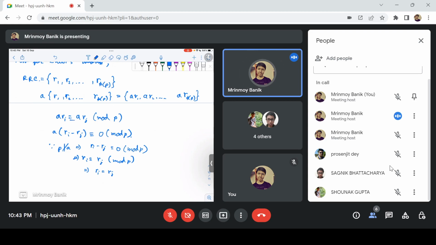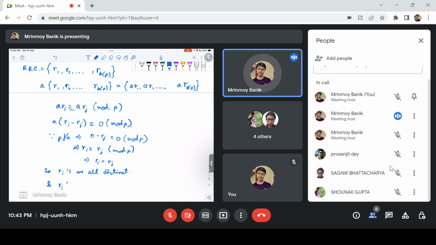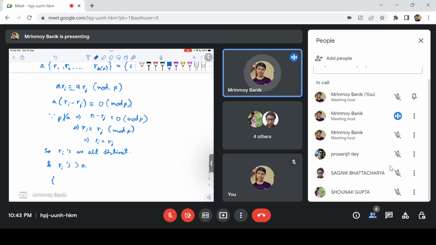Which shows the Ri's are all distinct as before. And it's also obvious that Ri is greater than 0, since any of them being equal to 0 would mean either A was divisible by 0, or that Ri is divisible by 0, which is not possible, since by definition Ri is relatively co-prime to P. So we are again left with the only possibility of the ARi being the set R1, R2 up till R5P.